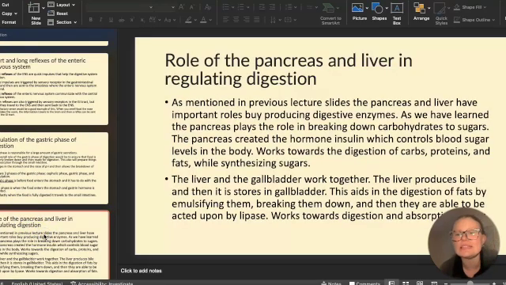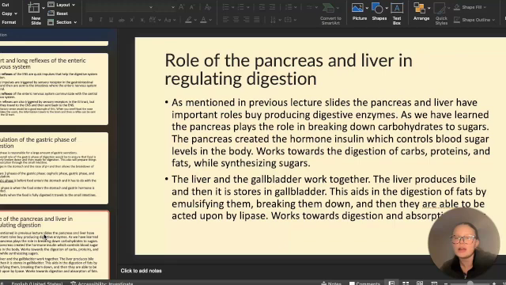The role of the pancreas and liver is also very important in digestion. As previously mentioned in some lecture slides, the pancreas and liver have important roles by producing digestive enzymes. As we learned in previous chapters, the digestive enzymes produced in the pancreas break down a bunch of different things, specifically carbohydrates into sugars. The pancreas creates the hormone insulin, which controls blood sugar levels in the body, and it works towards the digestion of carbs, proteins, and fats, while synthesizing these sugars.